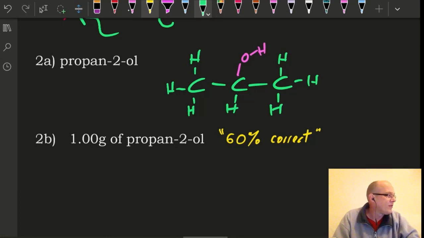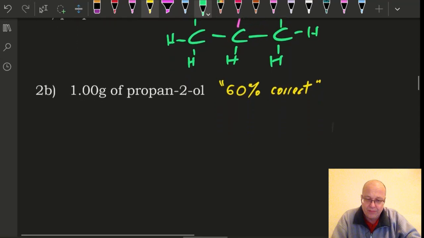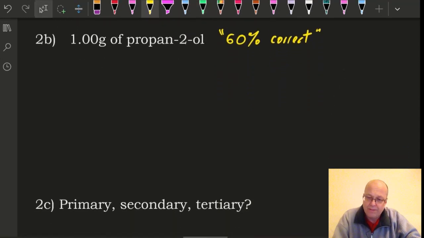How many hydrogen atoms in 1 gram of propan-2-ol? So for these sort of calculations, if you end up with a number like 4, that's probably wrong. A gram of Purell probably has more than 4 hydrogen atoms. It has to be a thumping great big number. Most people got it. All right, so let's have a little think.